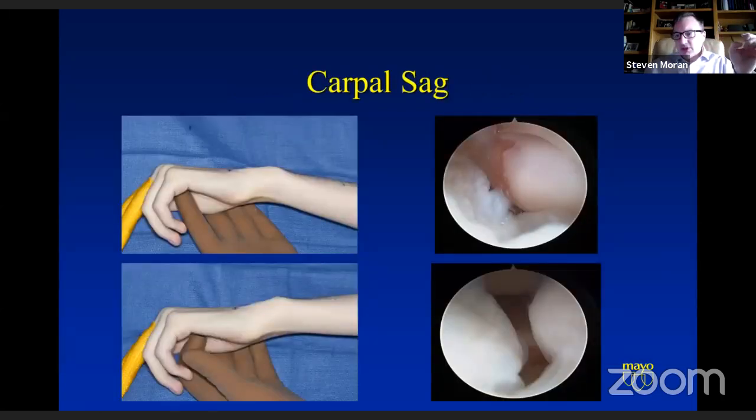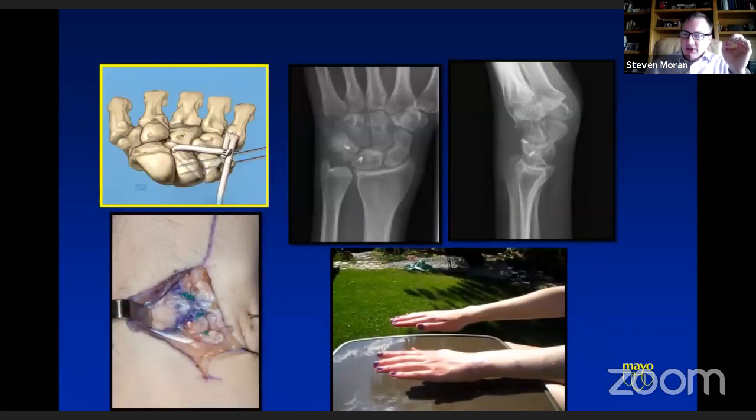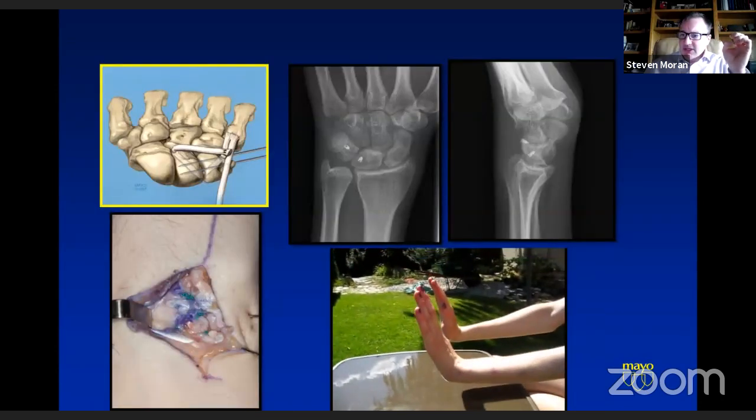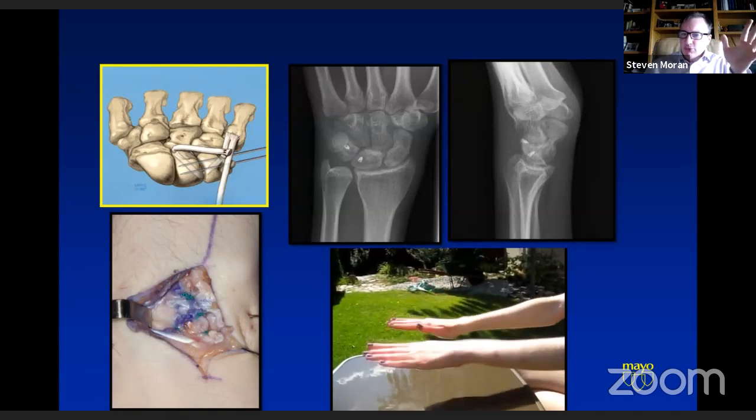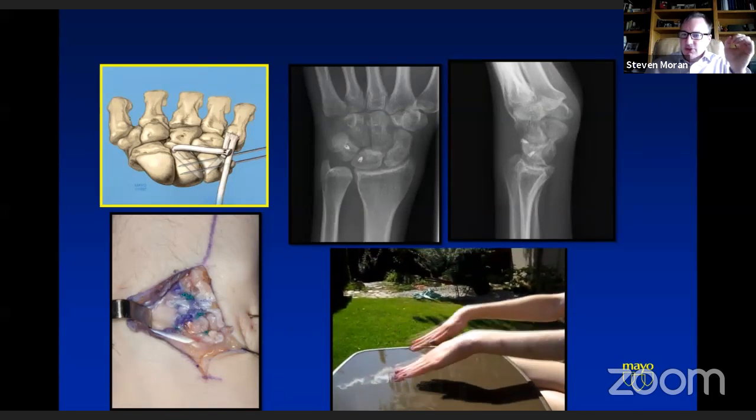Finally, arthroscopy is very valuable. One physical finding you can look for in these patients with bad LT injuries is the evidence of a carpal sag or a bayonet sign. That's essentially the ulnar aspect of the carpus falling off of the ulna. And these patients can be treated with, I don't think we're going to discuss this today, tenodesis procedures to help restore the stability of the LT joint.